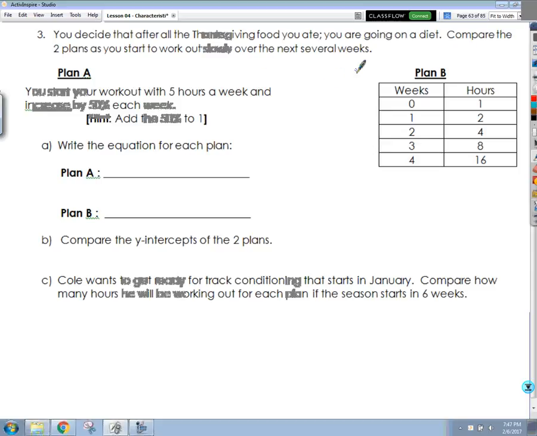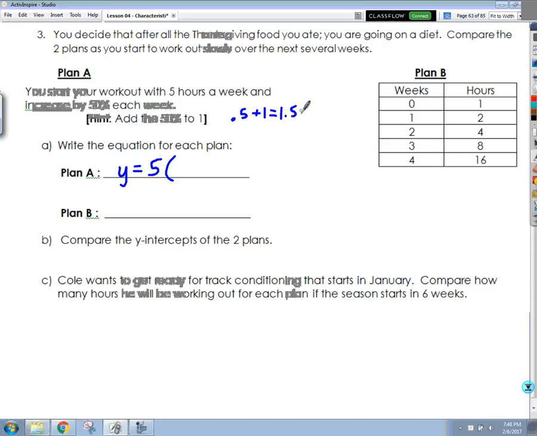All right. Write the equation for each plan. So your plan A, plan B. So plan A. All right, so we start off with 5 hours. That's our starting point. And we're adding 50%. Well, they said add 50 to that. So that's 0.5 plus 1. Well, that's 1.50, right? So that goes in our rate. And that's to the x. Put the little x there.